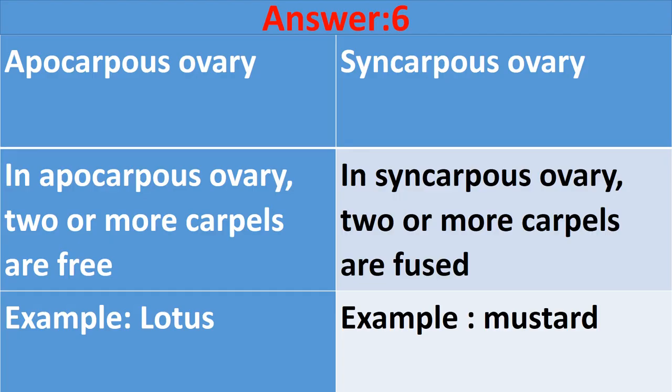Now let's discuss the homework solutions of the previous lecture, and this is the answer for question number 6 of NCERT. And this is the C part of the question, what is the difference between apocarpous ovary and syncarpous ovary. So the difference is, in apocarpous ovary, 2 or more carpels are free, right? Carpels are in free condition. Okay, so that ovary is called apocarpous ovary, and in syncarpous ovary, 2 or more carpels are fused. So fused condition is called syncarpous and free condition is called apocarpous in ovary, right? Now lotus is the example of apocarpous ovary and mustard is the example of syncarpous ovary.